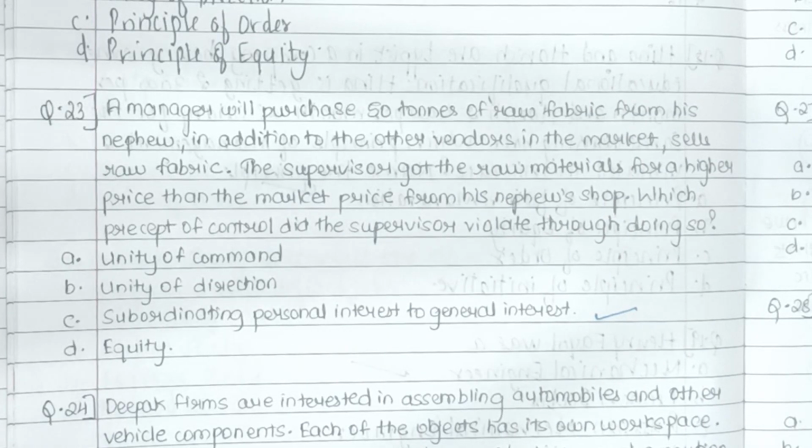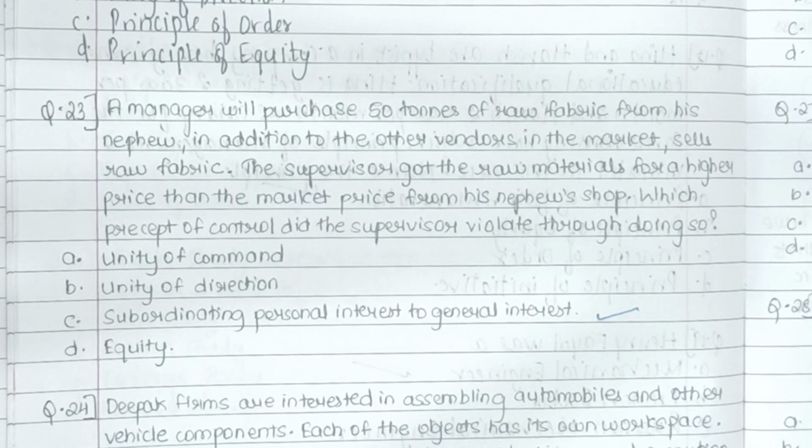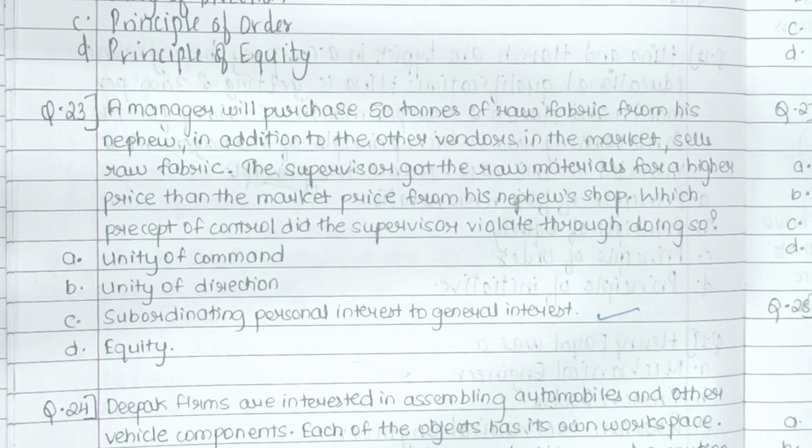Okay. First, let's know the meaning of subordinating personal interest to general interest. Students, we have to remember that the interest of the organization should always be first, and then the individual interest should follow. It means that every worker who joins the organization has a certain individual interest, and at the same time the company has its own objectives that it intends to achieve. Now here we have to see that the company should always be the priority for the employee. First it should be the company, and then whatever objective the employee wants to achieve.